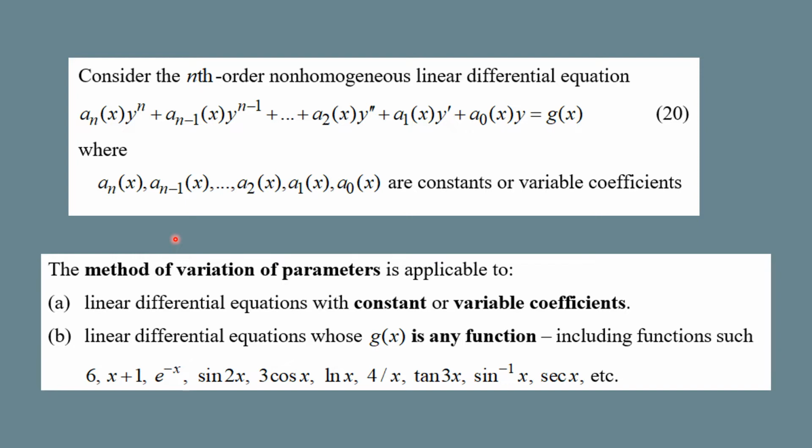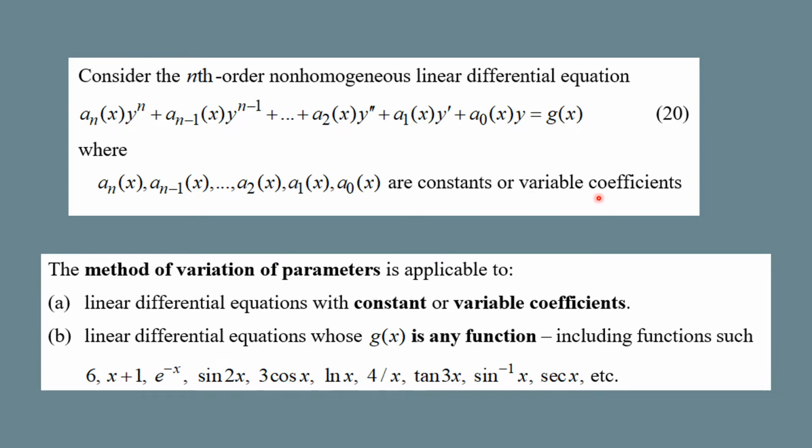To solve the problem, we have a method known as the method of variation of parameters. Before I introduce this method, let us first look at equation number 20. Equation number 20 is an nth order non-homogeneous linear differential equation. Take note of the coefficients. The coefficients are written as functions of x: a0(x), a1(x), a2(x), a sub n of x. These coefficients are written as functions of x, meaning that they may be constants and they may also be variables.